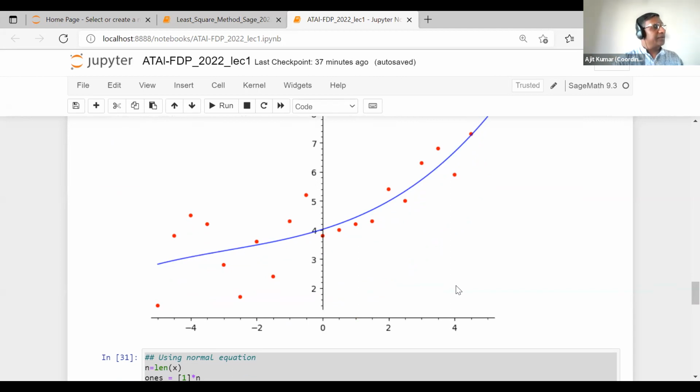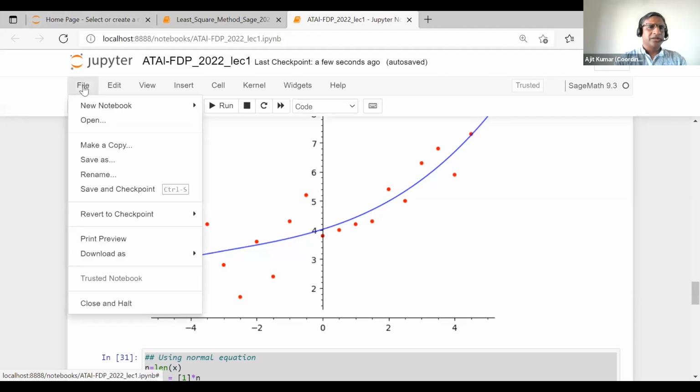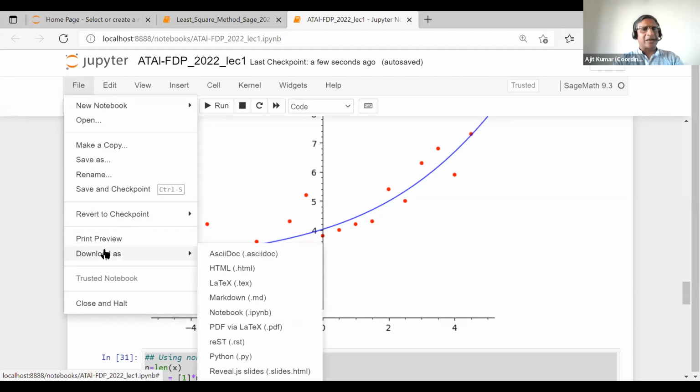Now I'll close this. I will open only the Python notebook. Let me close this. How do we close? We can close all; the Sage worksheets will be saved automatically. You can save it also. You can download. You can go to File and download as ASCII format, HTML format, text format, markdown format, or PDF format, but PDF will require LaTeX installed in your system, and .py format. So there are many options.